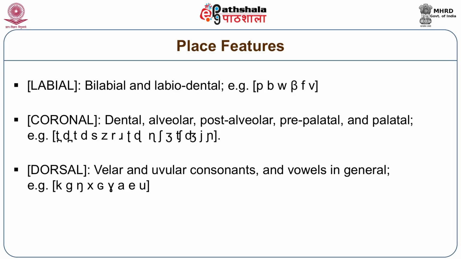The place features are of four main types, namely labial, coronal, dorsal, and radical. These deal with four different parts involved in the articulation of sounds in the oral cavity, starting from the lips, going on to the blade of the tongue, then the body of the tongue, and finally the root of the tongue. So the root is radical, the body is dorsal, the blade, tip, etc. are coronal, and the lips are labial.